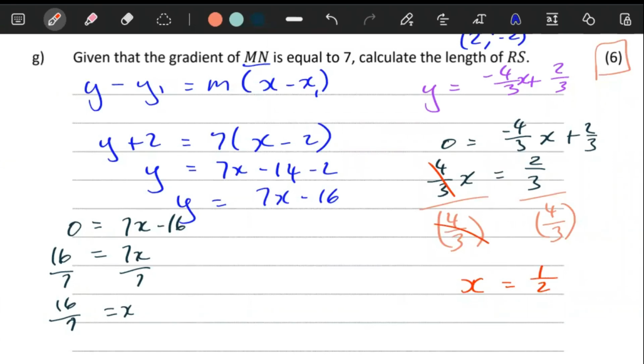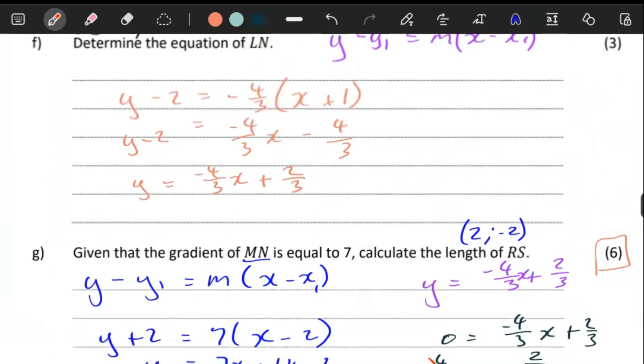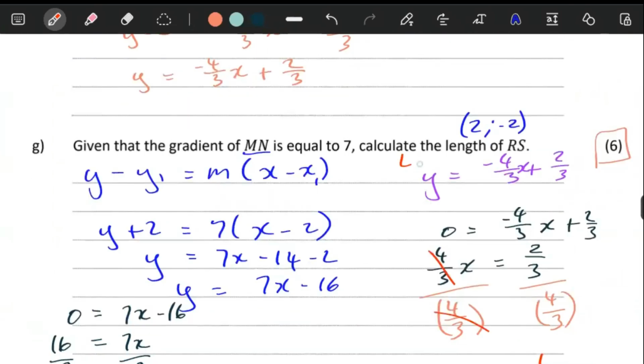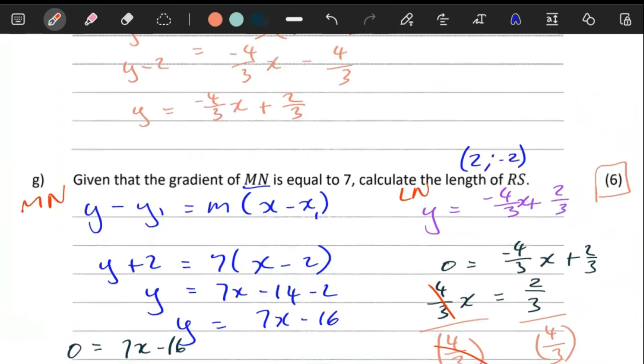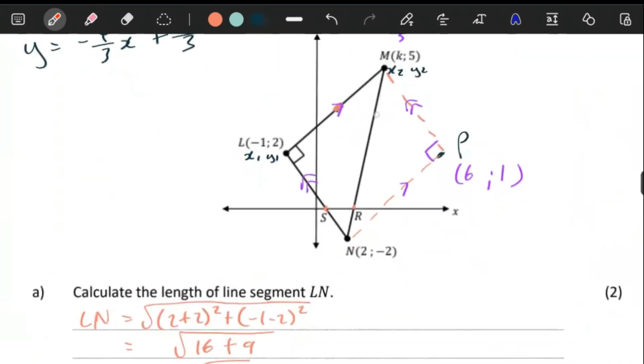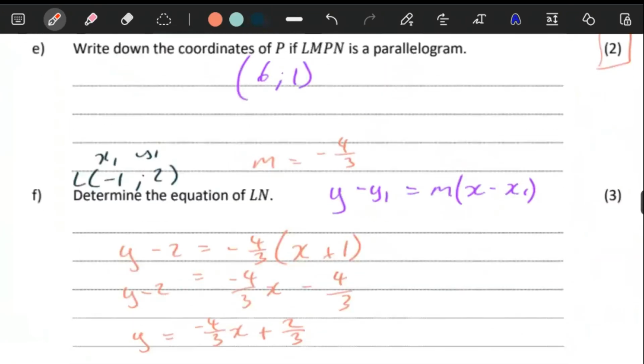So all things considered, you have two x-intercepts, right? This is the x-intercept for Ln. This is the x-intercept for Mn. So this is 16 over 7. This is a half. So the distance here is going to be 16 over 7 minus a half, you see.